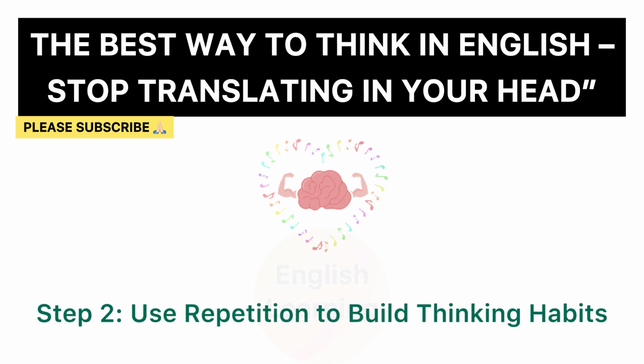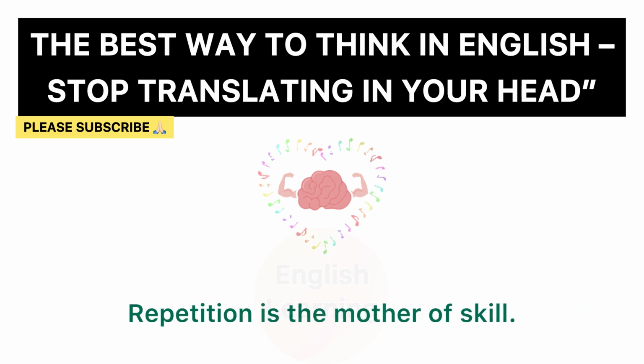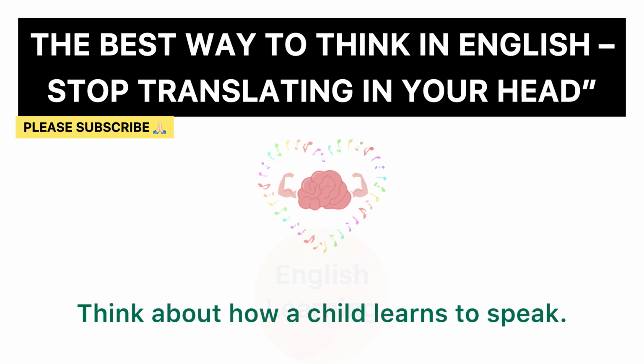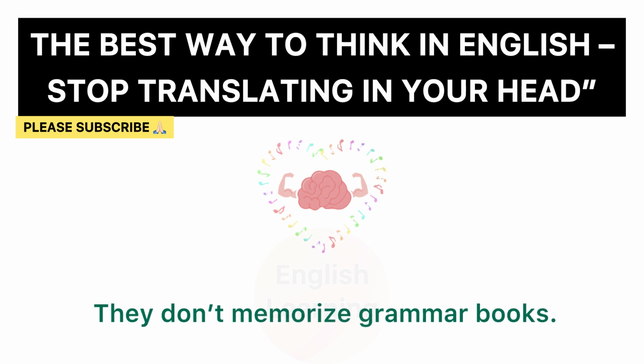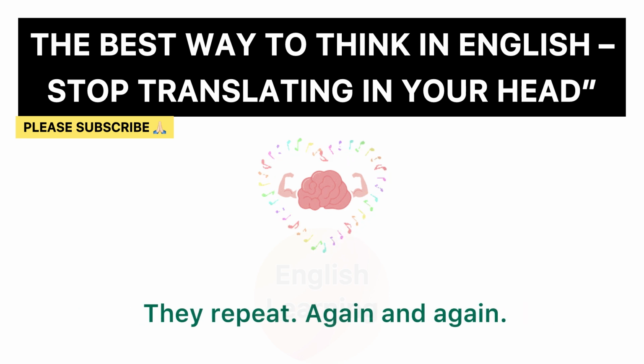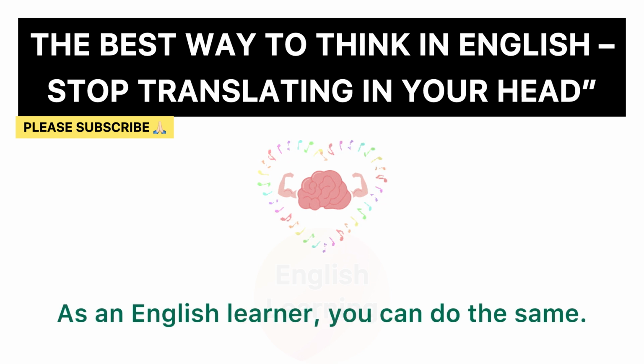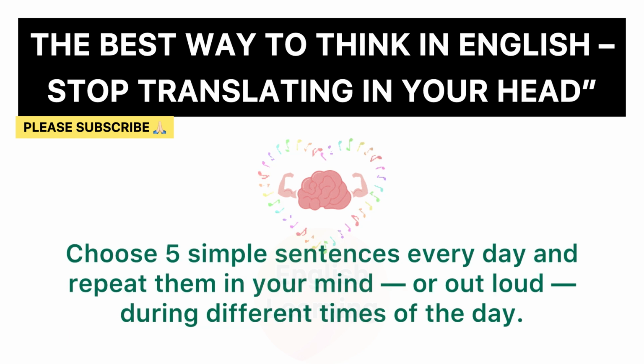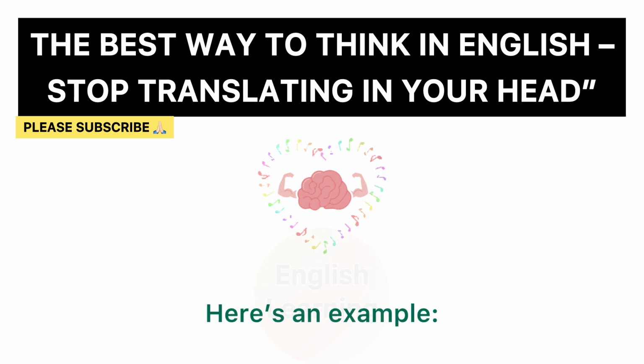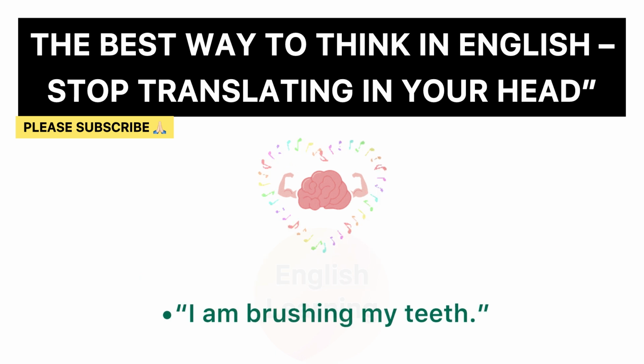Step 2. Use repetition to build thinking habits. Repetition is the mother of skill. Think about how a child learns to speak. They don't memorize grammar books. They repeat again and again. The same phrases, the same sentences. As an English learner, you can do the same. Choose 5 simple sentences every day and repeat them in your mind or out loud during different times of the day. Here's an example. I am brushing my teeth.